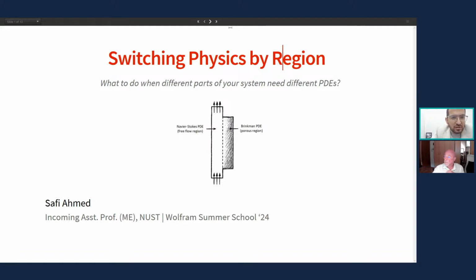I will be talking about switching physics by region. So what that means is, what do you do when different parts of your system need different partial differential equations? For instance, here you see a flow channel that has a free flow region as well as a porous region. Such examples you can see in, let's say, water filtration systems, where water tends to flow through different types of regions, such as a free flow region and the various porous regions where the filtration takes place. And the flow of water in each of these regions is governed by a different set of differential equations. So how do we model such a system in a very elegant and modular way? I'll be talking about that.